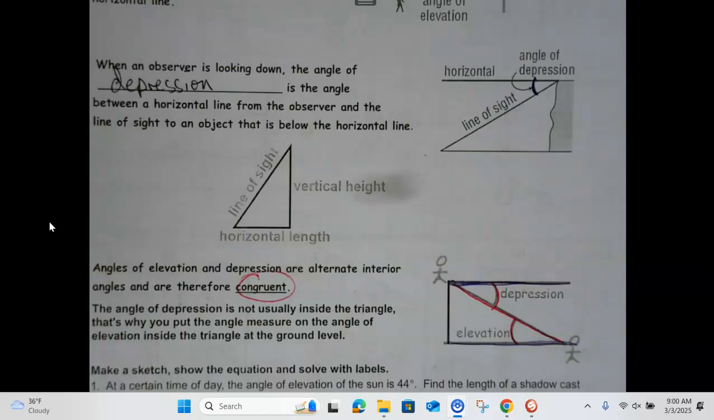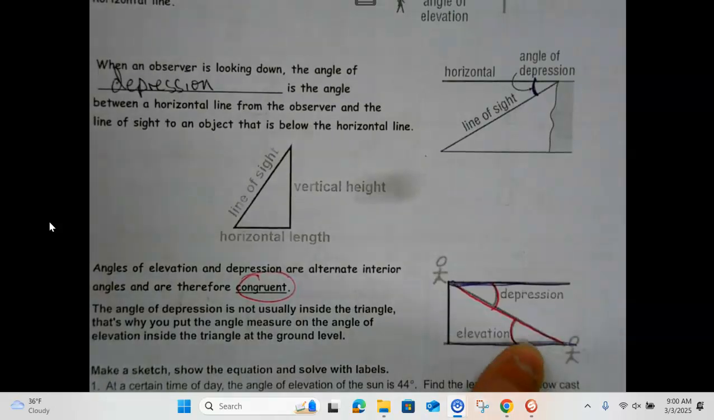So that should help keep us out of trouble from wanting to stick this angle inside the triangle when we're talking about angle of depression. You may even notice me now and then talk about depression and still put the angle down here, just because I know that's where it is and it makes it a little easier for me to keep track of and not do something silly.